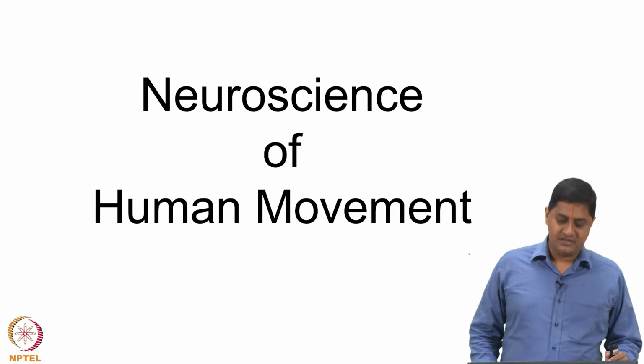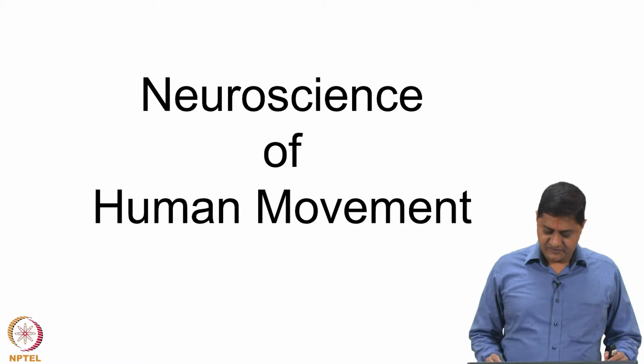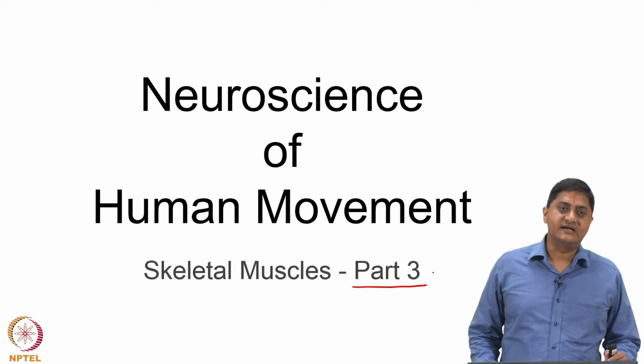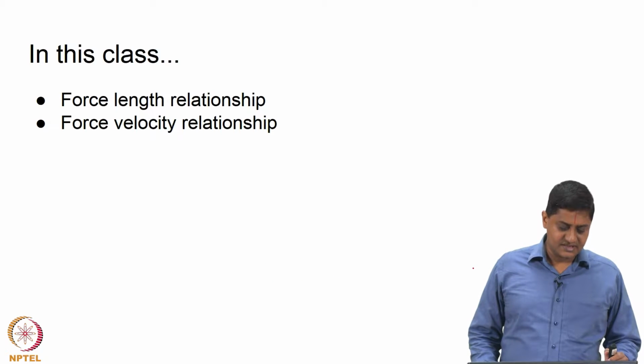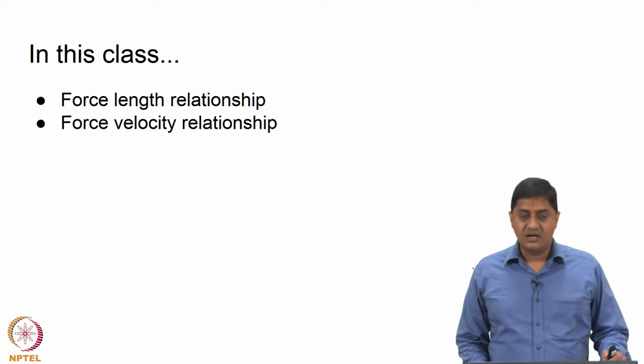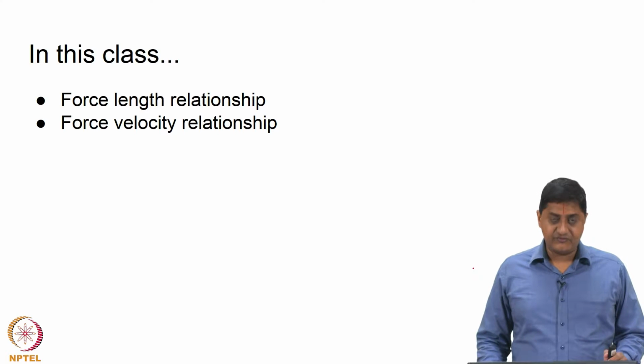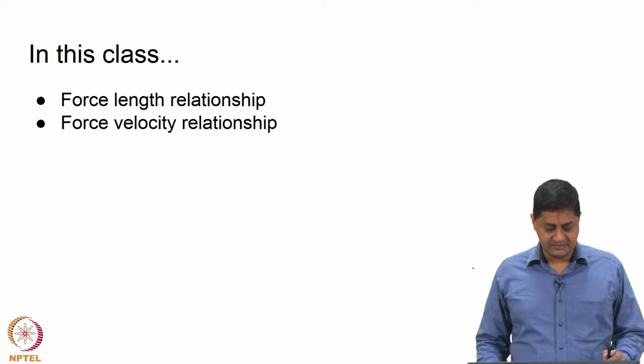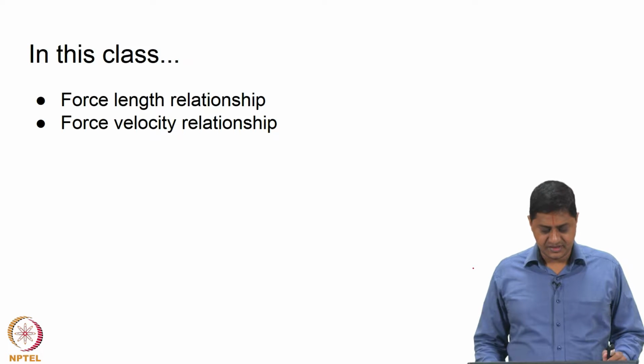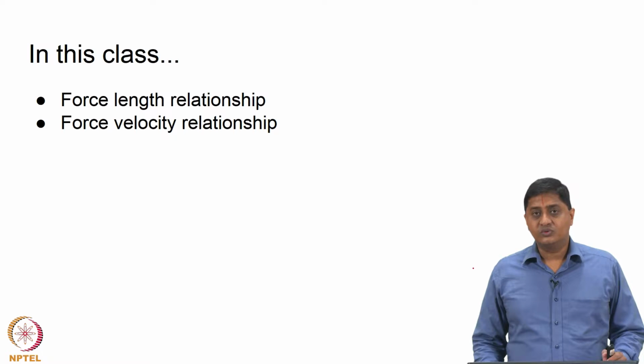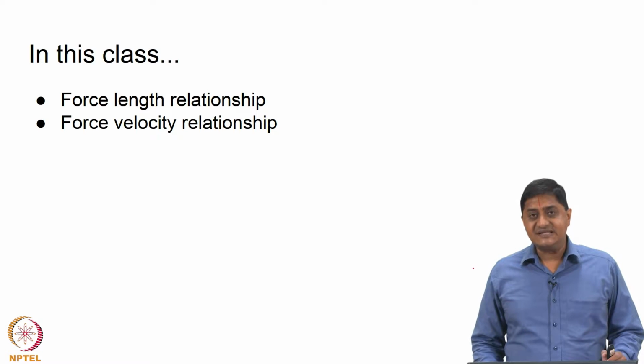Welcome to this class on Neuroscience of Human Movement. This is part 3 of our discussion on skeletal muscles. In this class, we will be talking about how in a muscle force and length are related and force and velocity are related. Here when we say length, we refer to the length of the muscle, and when we say velocity, we refer to the rate of change of muscle length.